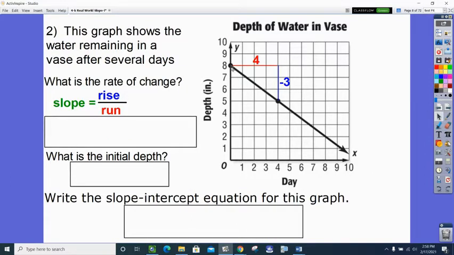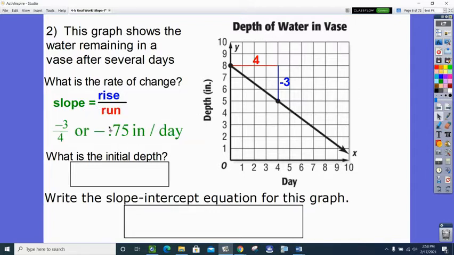So you should have seen that you were dropping 1, dropping 2, dropping 3. I wrote it over here just because the numbers were kind of in the way, but you're dropping 3, and then you're running 1, 2, 3, 4. So you're going down 3 over 4. That means you're going down 3 inches every 4 days. To get a unit rate, you would take the -3 divided by 4 in your calculator, and basically the water in the vase is dropping 0.75 inches, 3/4 of an inch every day.